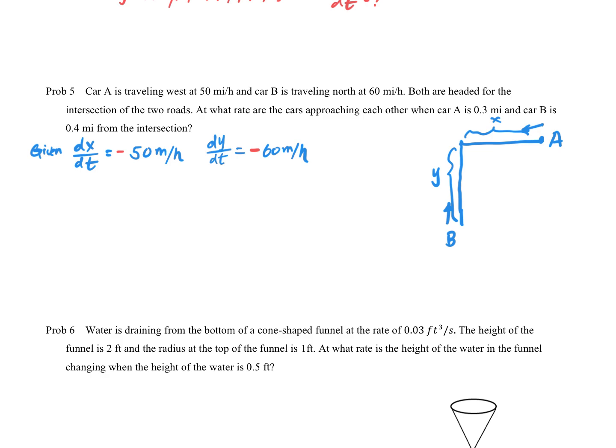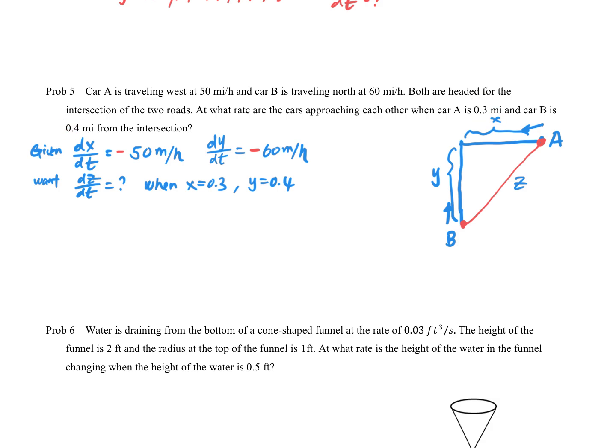And what do we want to find? We want to find how fast these two cars are approaching each other, right? So in other words, the distance is actually this diagonal distance. So I'm going to call this my z. So this is what I want. We want dz/dt equals what, when x is 0.3, y is 0.4. So that's the given information.